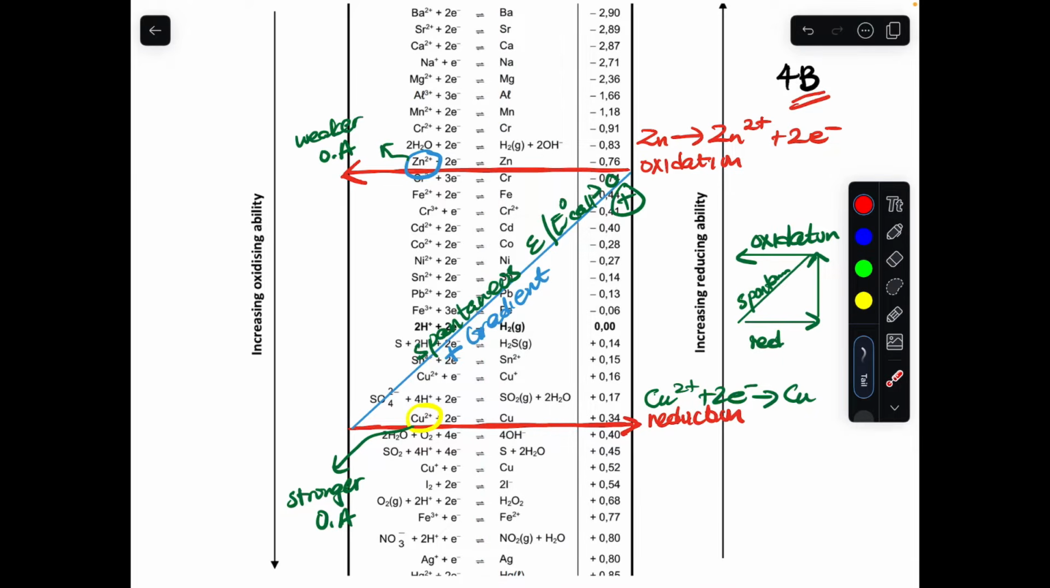So guys, we're going to look between the copper atom and the zinc atom. Since the strength is increasing from bottom to top, zinc is a stronger reducing agent than copper, and copper is a weaker reducing agent, right? I hope that makes sense, guys.